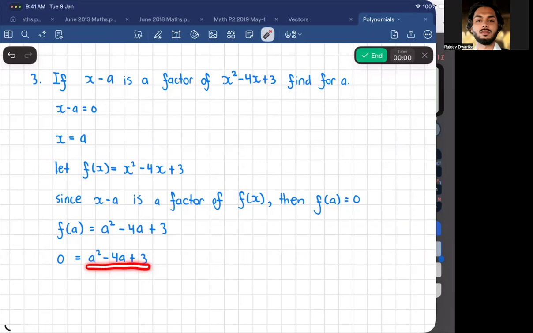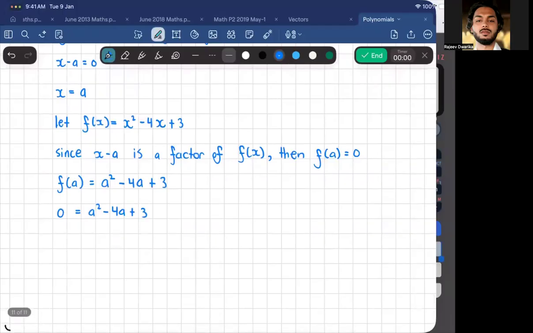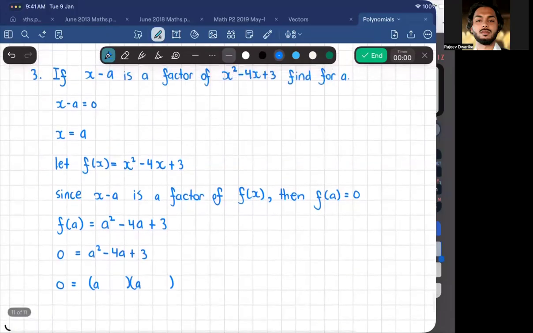Using factorization. Yeah. Okay, nice. So the next step would be to factorize this. Now, is this a simple trinomial? Yes. Yeah, so it should be easy to factorize. What would I have to multiply to get back a squared? A by A. Right? And what would I have to multiply to get back plus 3?